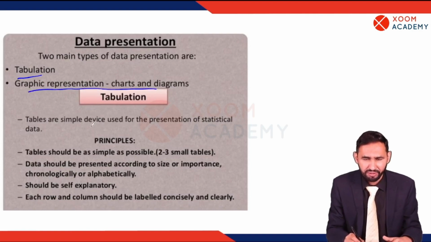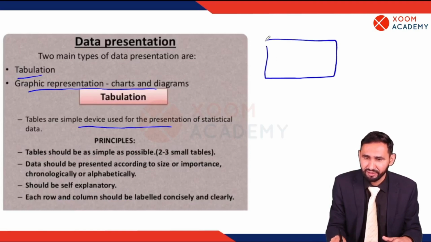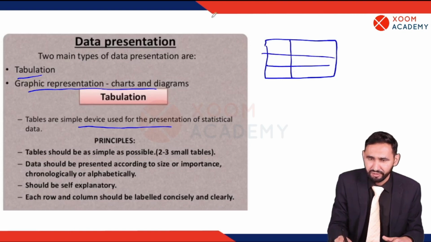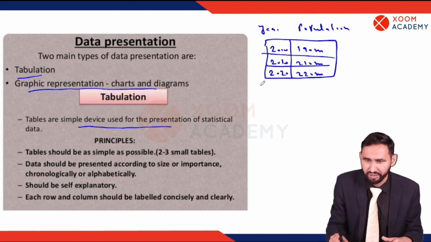So we start from tables. Tables are simple devices that are used to present statistical data. Like we see the table of contents, or we can say that this is a table, this is the year, and this is the population. We can say that in the year 2000, the population of Pakistan was 190 million. In the year 2010, it was 210 million. And in the year 2020, it is 220 million. So this is a table.